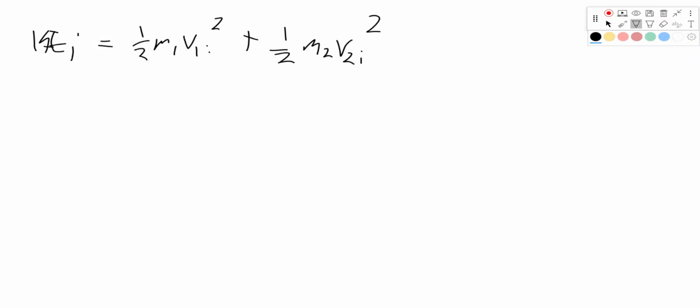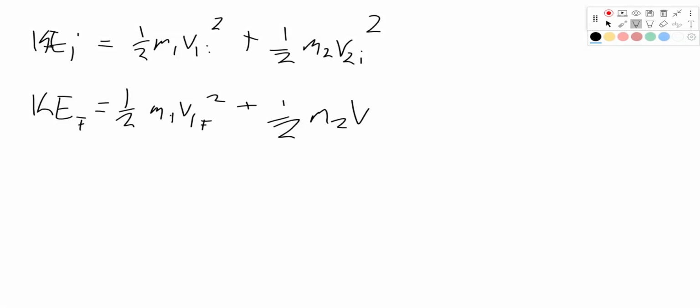The place we're going to get ourselves into a little bit of a pickle is kinetic energy final, because we do not have final velocity, right? So we can write 1/2 mass of 1 velocity of 1 final squared plus 1/2 mass of 2 velocity of 2 final squared. But we don't have that final velocity.